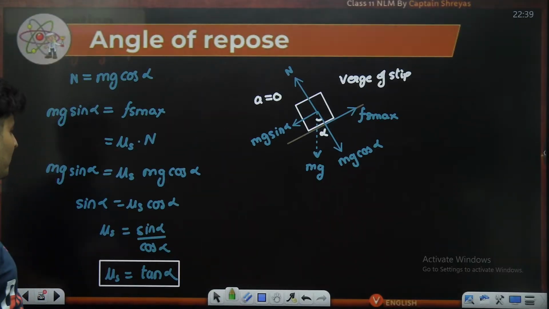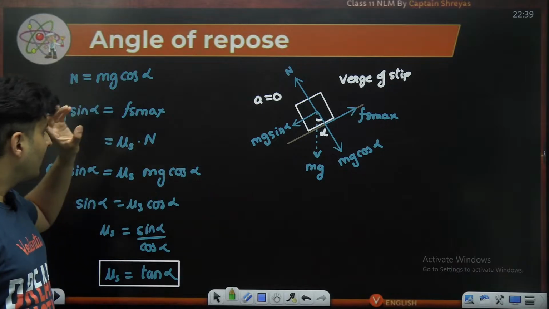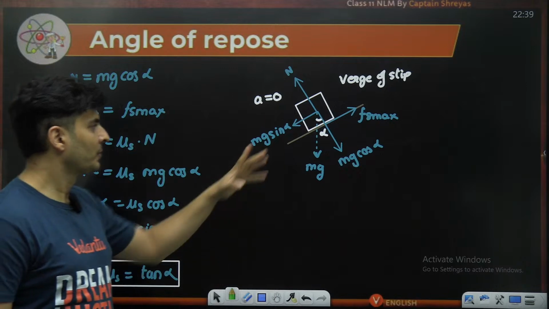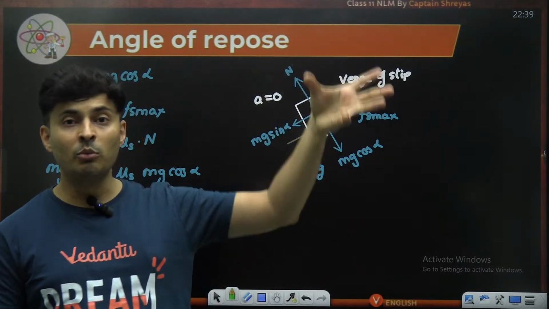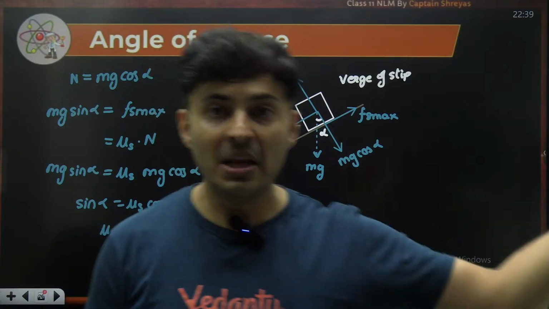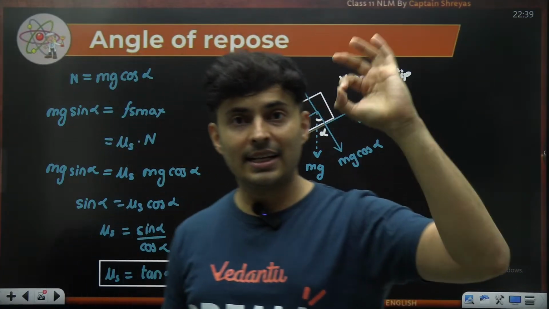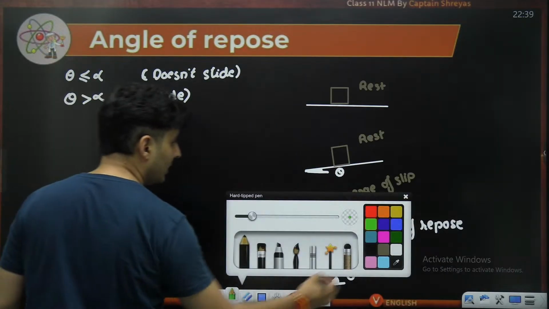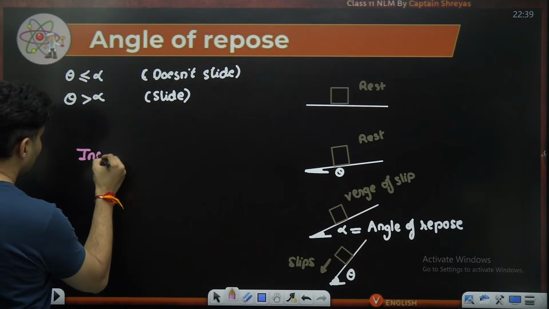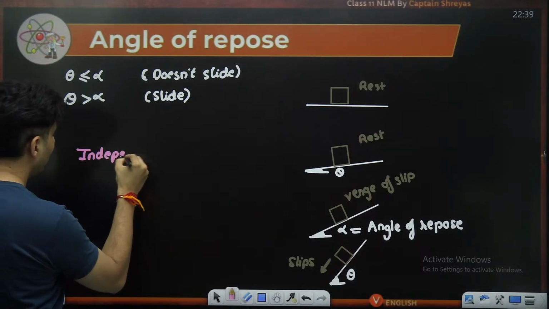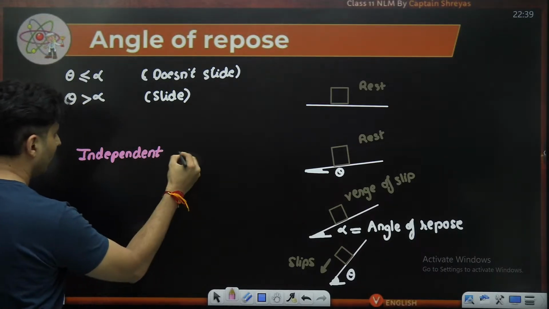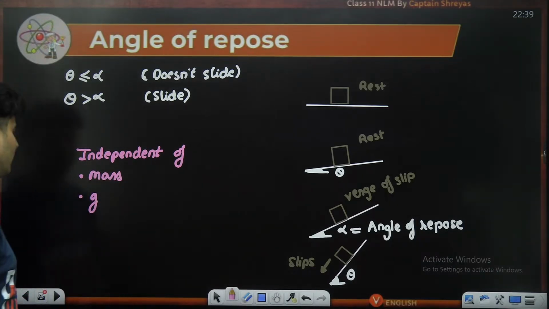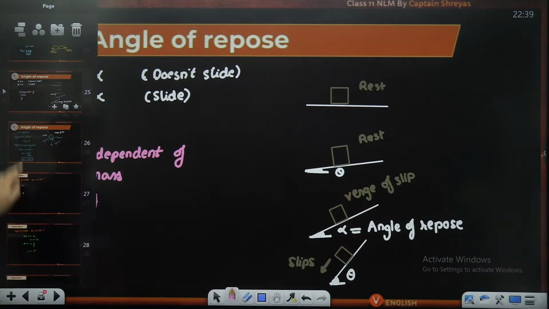Also very interesting to see that this block will slide irrespective of what the mass is after this angle. So there is no mass. There is no g also. Meaning that same block, same surface on the moon, on Jupiter, on the sun or whichever planet, independent of g, it will always slide at exactly the same angle as long as the surface is the same. So very, very important: this angle of repose is independent of, number one, mass, and number two, acceleration due to gravity. It is independent of both.